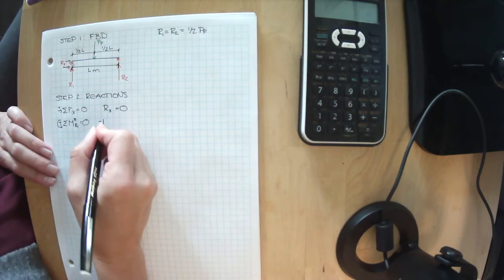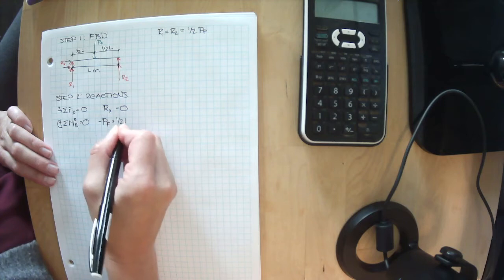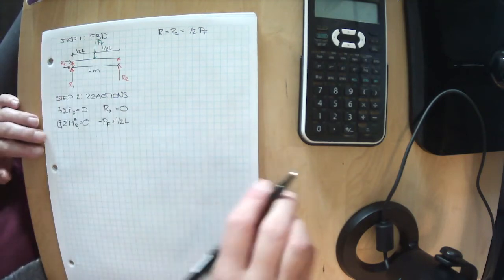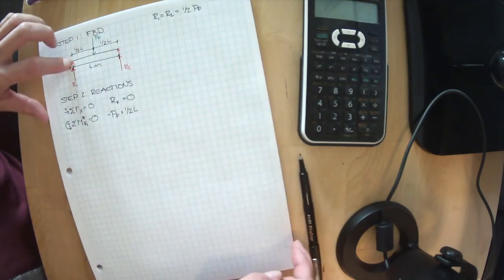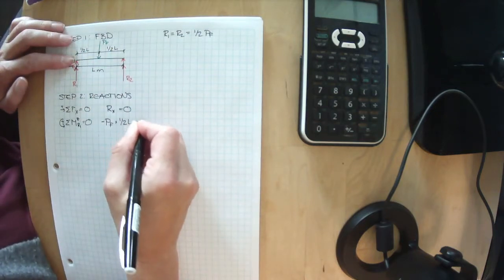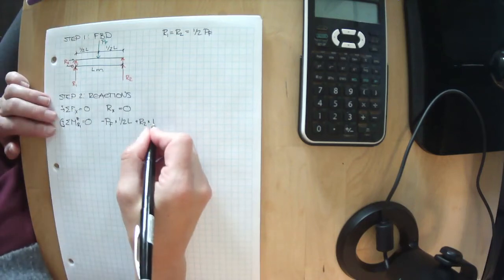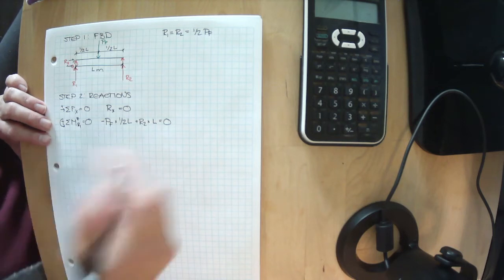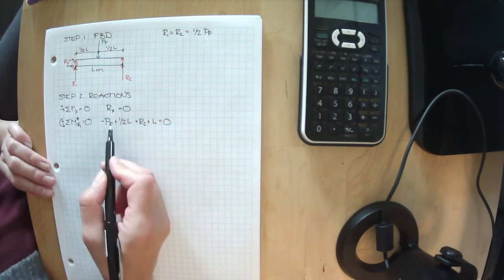So minus PF times half of L. That's how far away it is. It's half of L away. We've then got R2 spinning it in that direction, which is positive. So plus R2 times our full distance L away. And those are the only things trying to make this spin. Okay, so we have R2 times L.